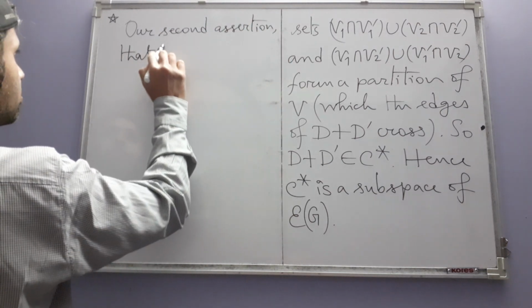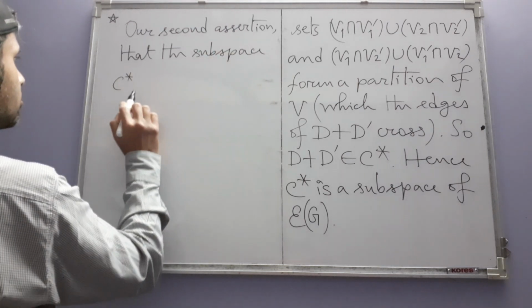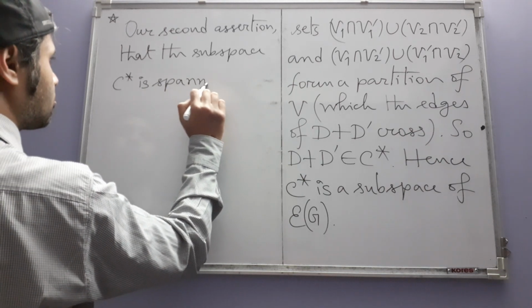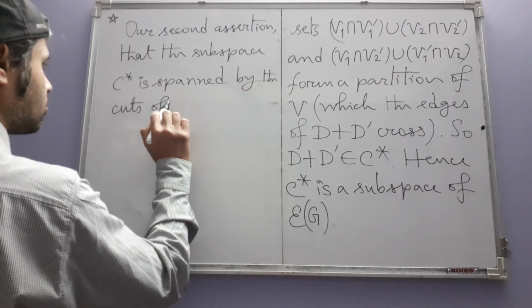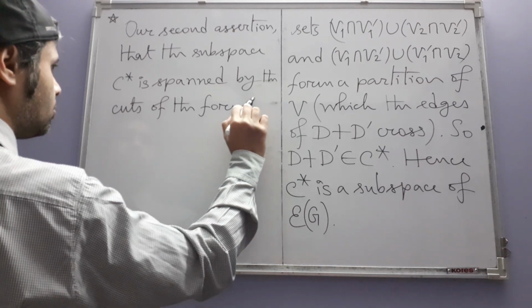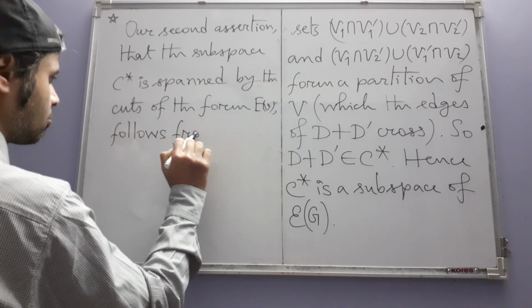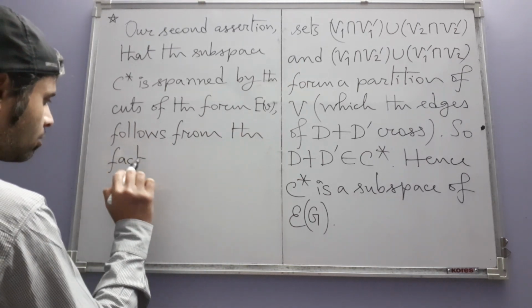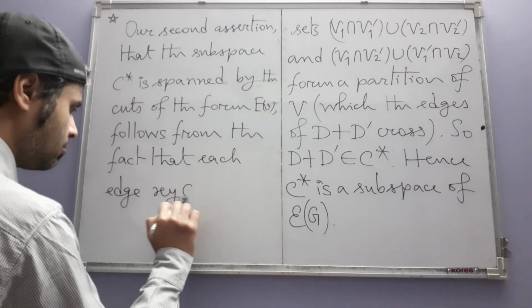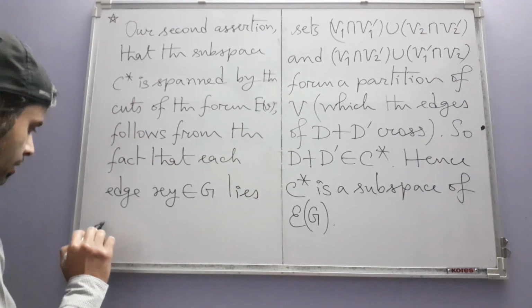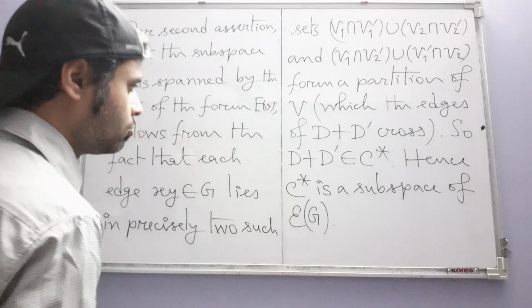That the subspace C star is spanned by or generated by the cuts of the form E of V follows from the fact that each edge xy in G lies in precisely two such cuts.